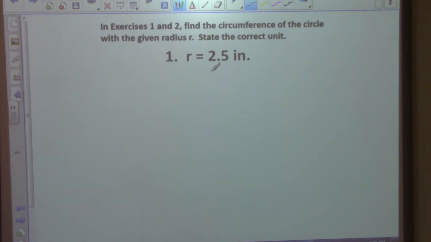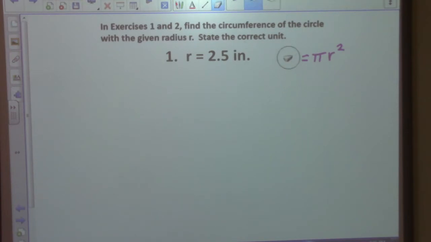In exercises 1 and 2, find the circumference of the circle with the given radius r. State the correct unit. What do we have to know to be able to do this? The formula. We have to know a formula, right? What would a formula be for this? C equals pi r squared. Yep. Like that?